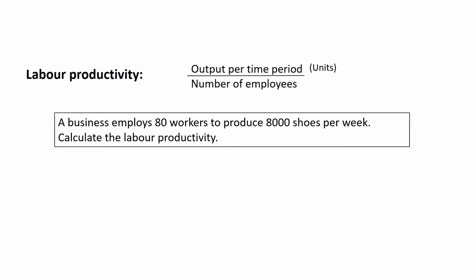A business employs 80 workers to produce 8,000 shoes per week. Calculate the labour productivity. So it's 8,000 because that's the output per time period, divided by the number of employees, 80, and that gives us 100 shoes per week. The higher the labour productivity, the better the workforce is performing. As labour productivity increases, the cost per unit will fall.